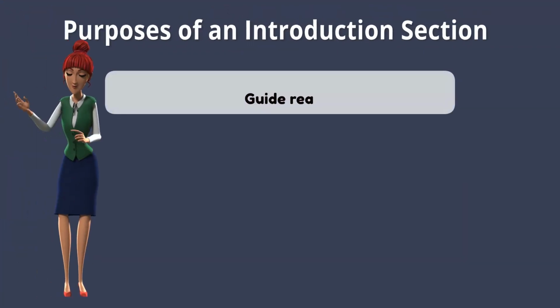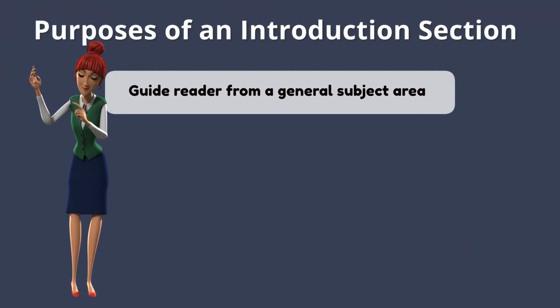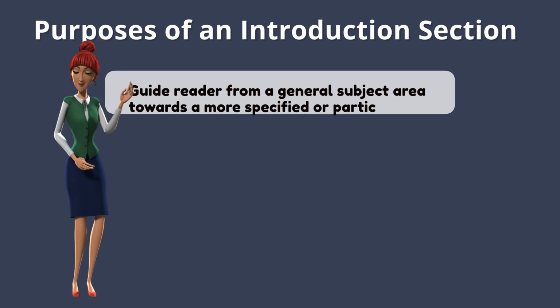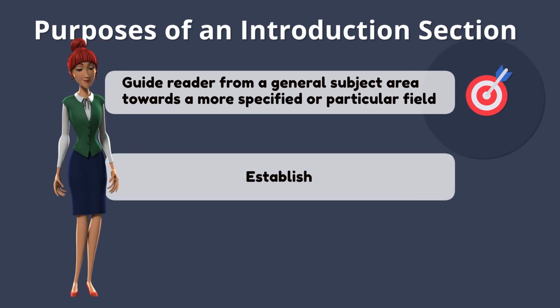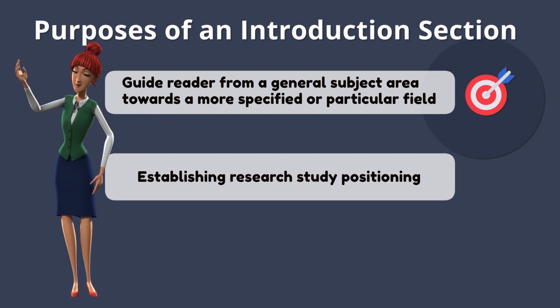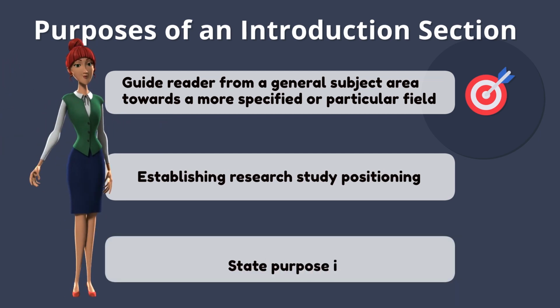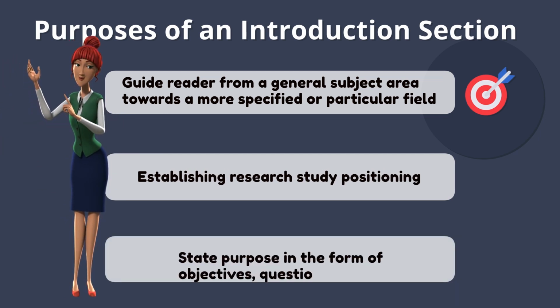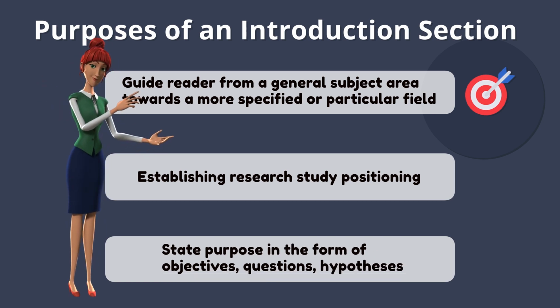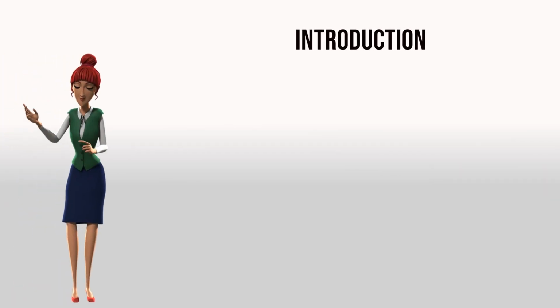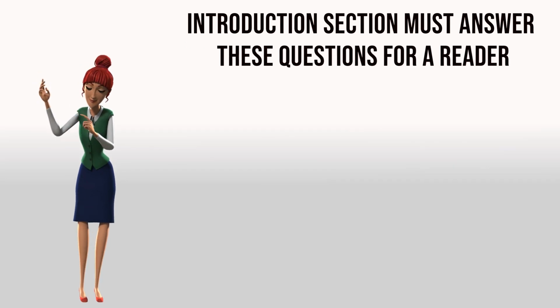Number 1, it guides the reader from a general subject area towards a more specified or particular field of study. Then it establishes the positioning of your research study. Finally, it informs the reader about study purposes, objectives, questions, or hypotheses, if any. A good introduction must answer these questions for a reader.